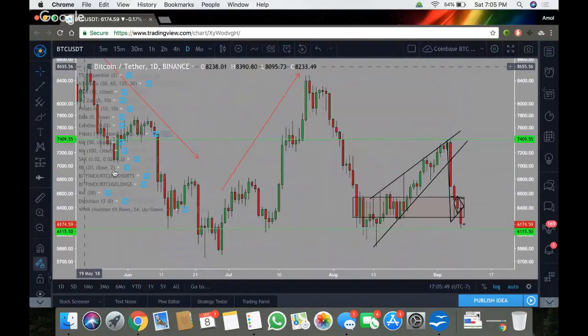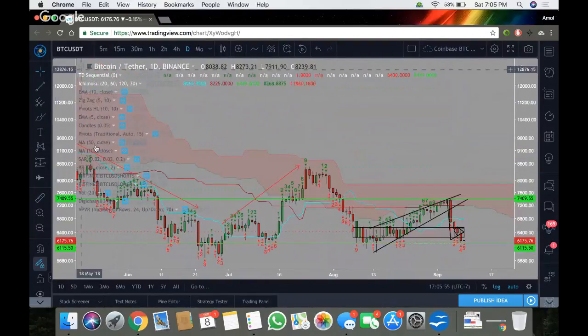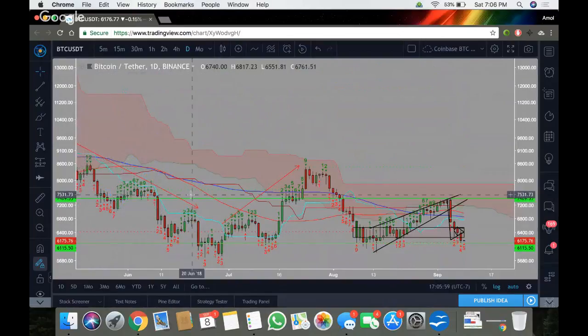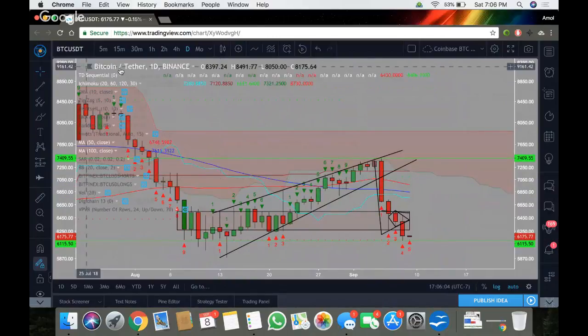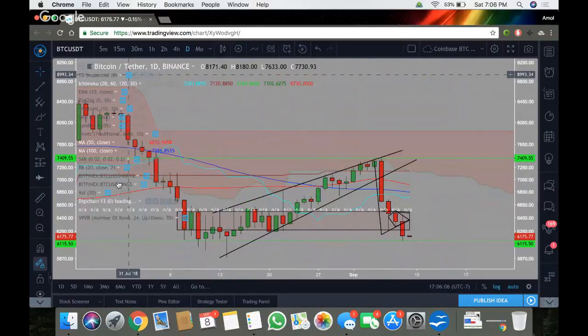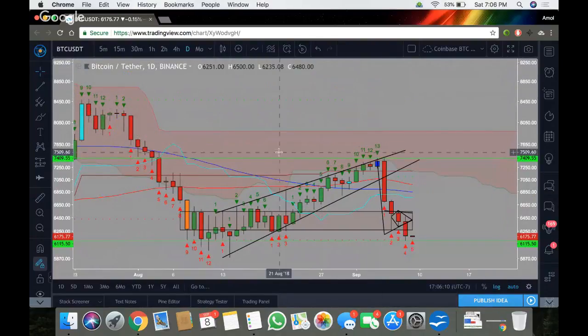Let me turn on my favorite indicators, which are TD Sequential and Ichimoku Cloud. And then let's turn on some moving averages. That's the 50 and that's the 100. Okay, so check this out, guys. Let me delete this TD and add the modified one. Check this out, guys, on the daily chart.